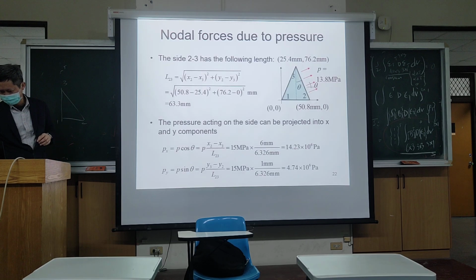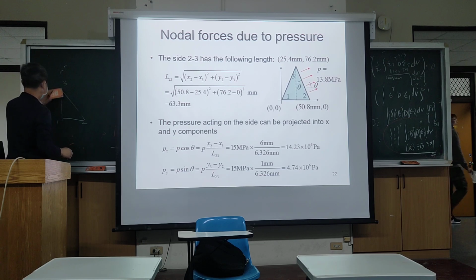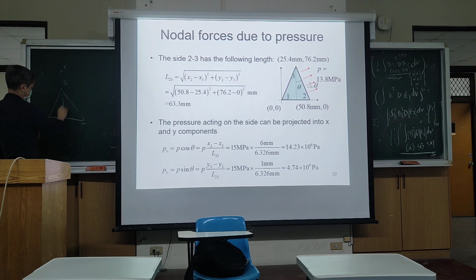Okay? This one is more complex. This is good. 1, 2, 3. You have the pressure to be normal. You have to reduce them in the x direction and y direction. So your px, py can be written as p times cosine theta and sine theta. Okay? So this is your angle. Okay? So how you obtain this angle? You obtain this angle from your side angle.